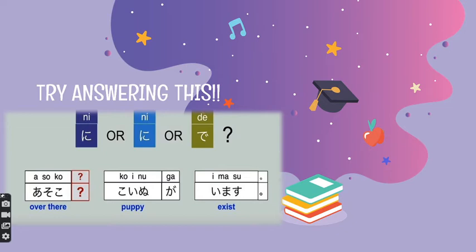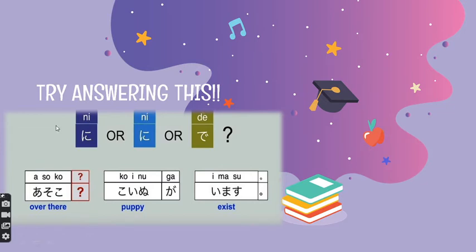So here it is. We use the particle ga after koinu, puppy. So puppy is what is existing. The subject of existence is puppy, so I mark it with the particle ga. And the place is over there. Where is the puppy existing? Over there. So over there, asoko, is going to be marked by the particle... Can you guess? Yes, it's the particle ni. Ni. Why ni? Because it is marking the place of existence.